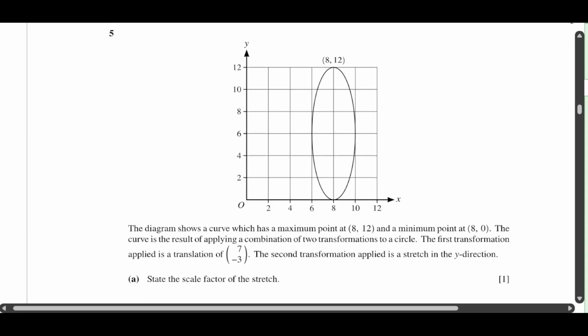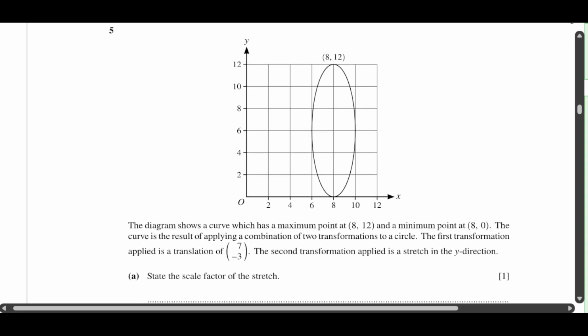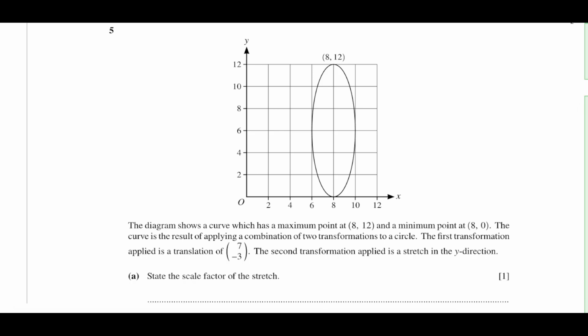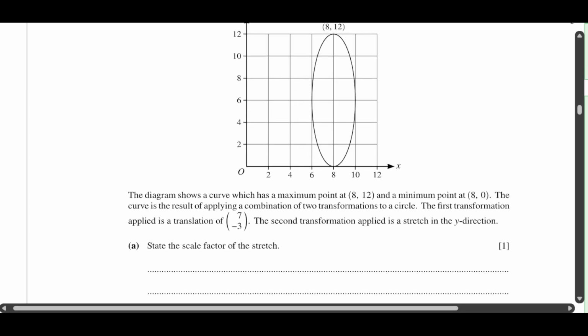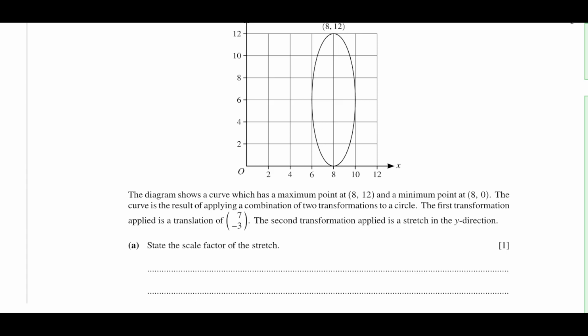Now the next problem: the diagram shows a curve which has a maximum at (1,12) and the minimum at (1,0). The curve is the result of applying a combination of two transformations to the circle. The first transformation applied is a translation of (7, -3) and the second transformation applied is a stretch in the y direction. State the scale factor for the stretch.